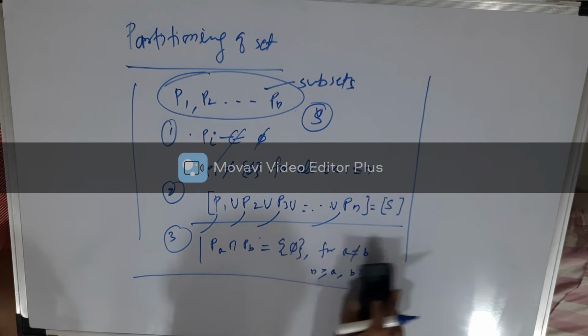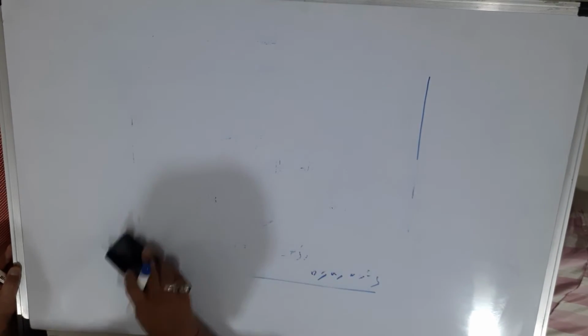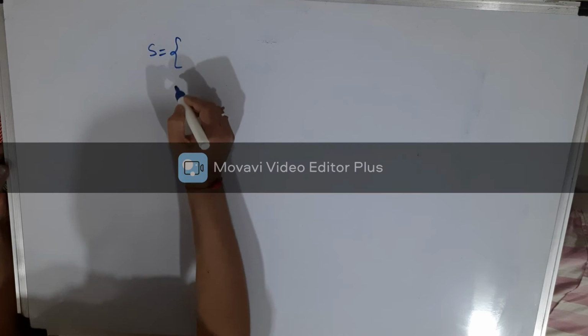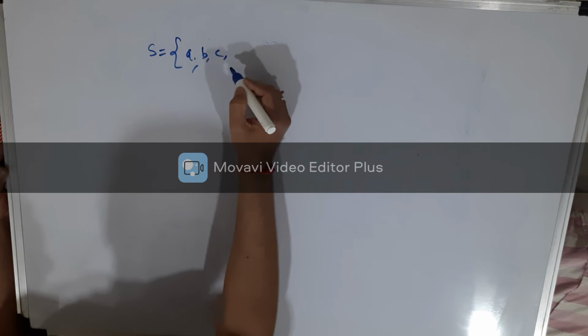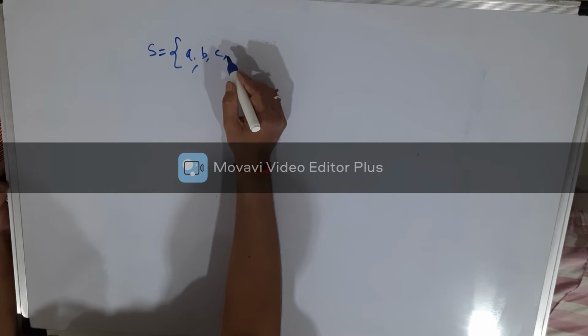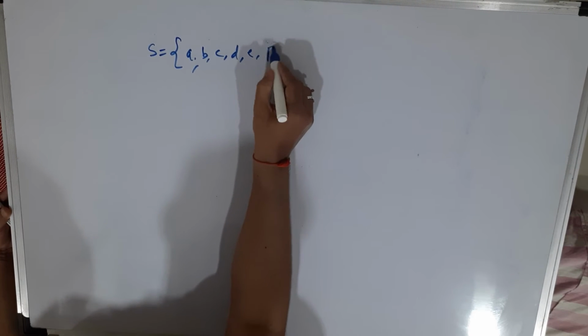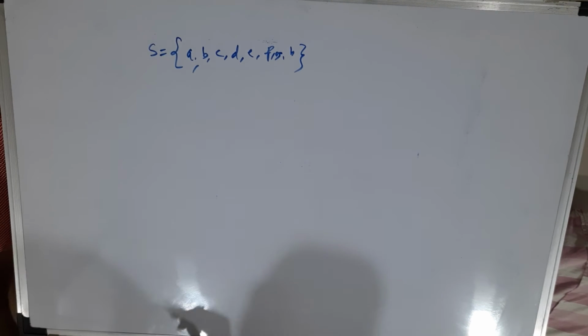So we have a set S. Let us have a partitioning set. What is a partitioning set? Here S is the set A, B, C, D, E, F, G, H.